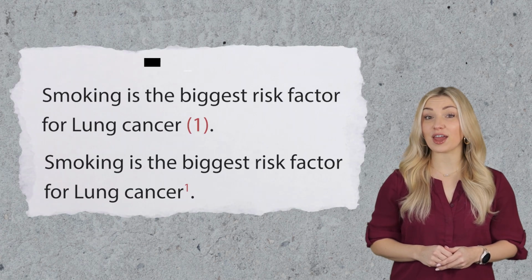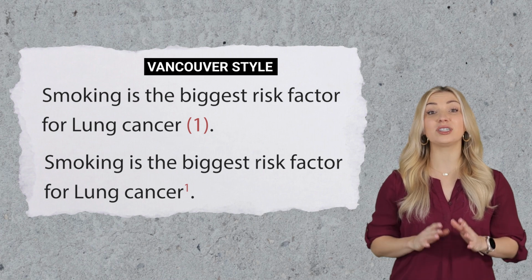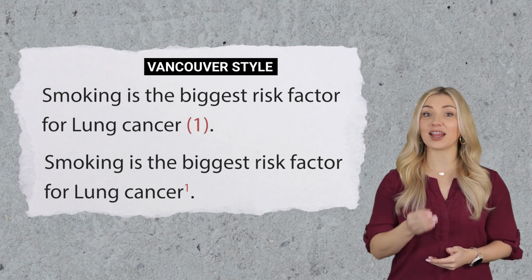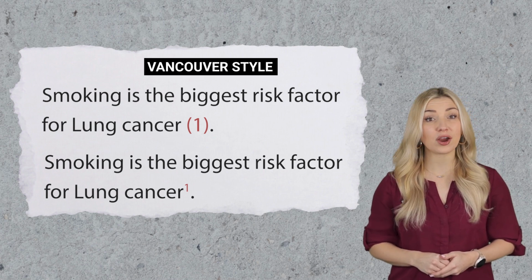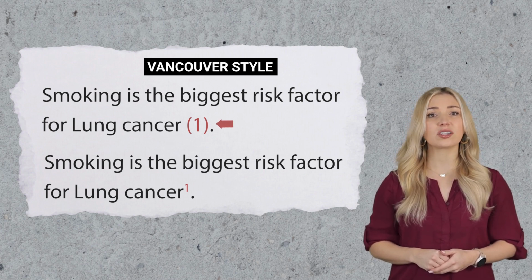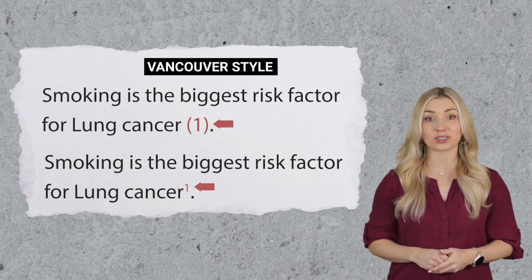Finally, we will look at the Vancouver referencing style. The Vancouver referencing style is predominantly used in medical and scientific disciplines. The Vancouver style uses a numeric citation system where sources are cited as numbers within brackets or as superscripts.